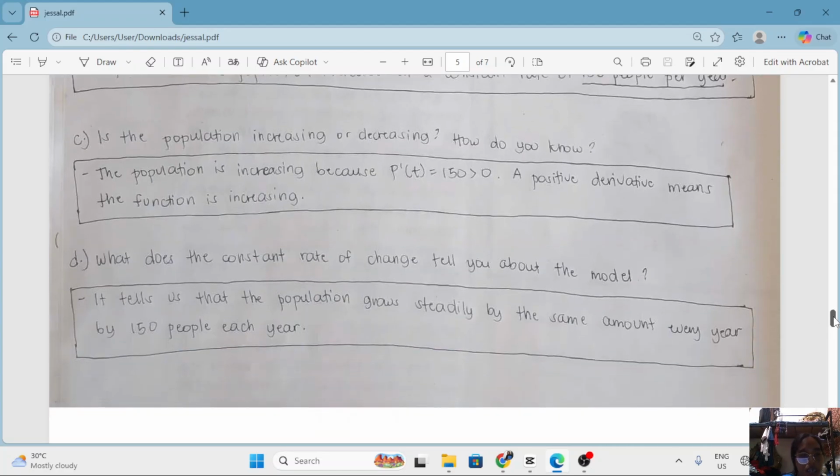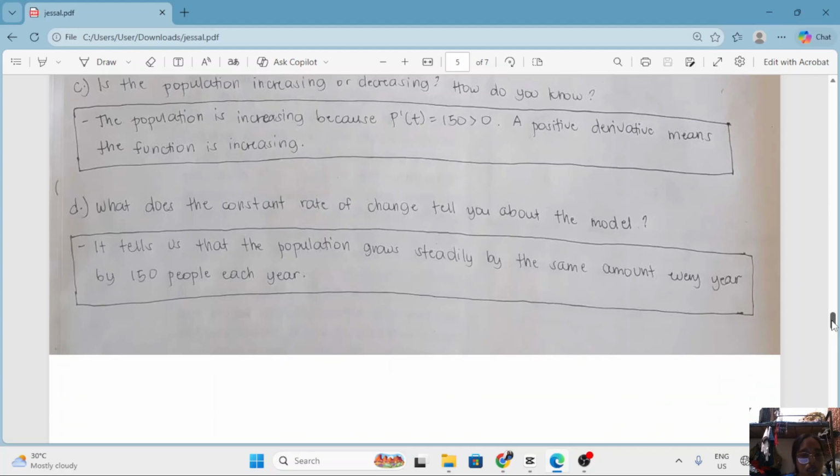Letter C, is the population increasing or decreasing? How do you know? The population is increasing because P prime of t is equal to 150, which is greater than 0. It is positive, and a positive derivative means the function is increasing. That's why our population is increasing. Letter D, what does the constant rate of change tell you about the model? It tells us that the population grows steadily by the same amount every year, by 150 people each year.